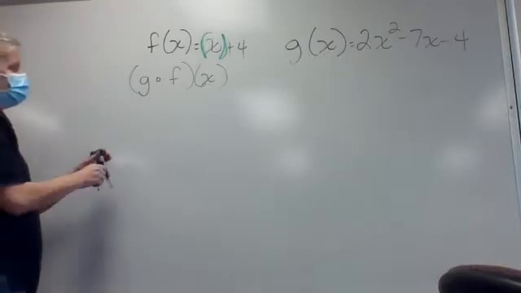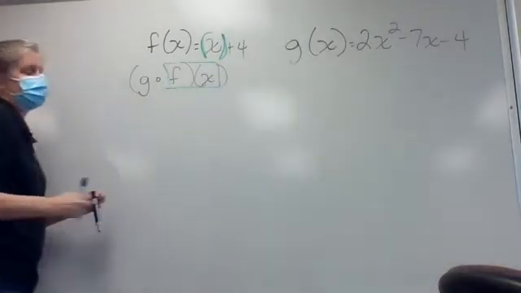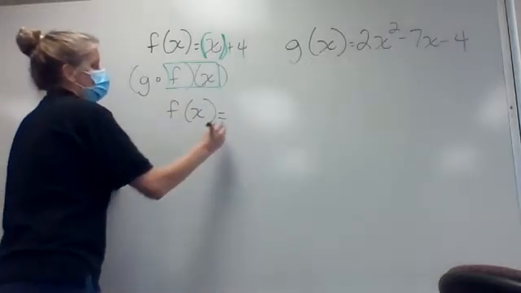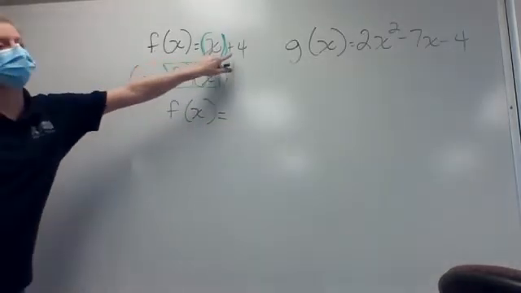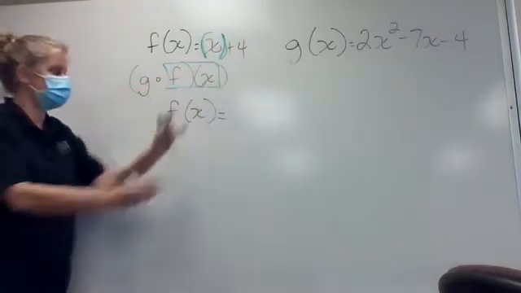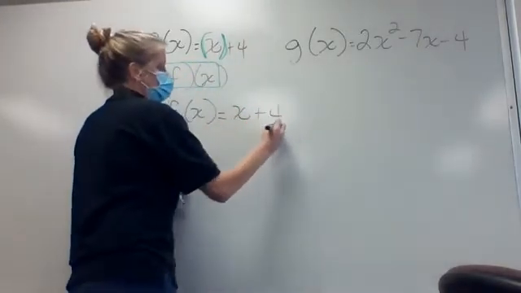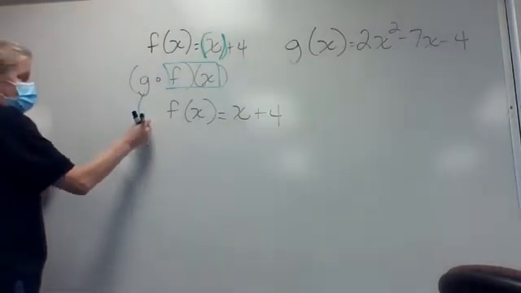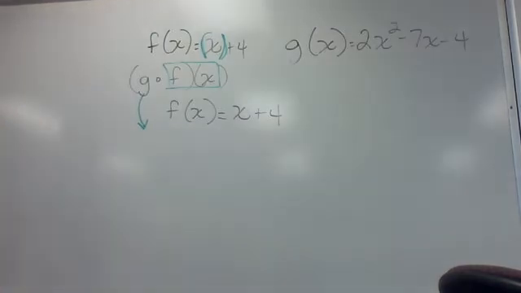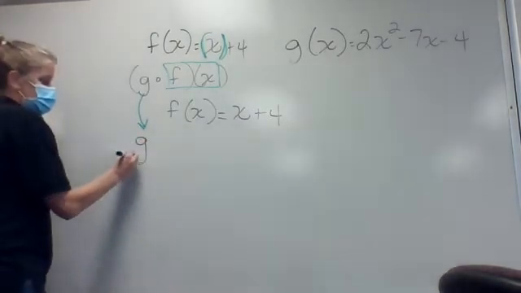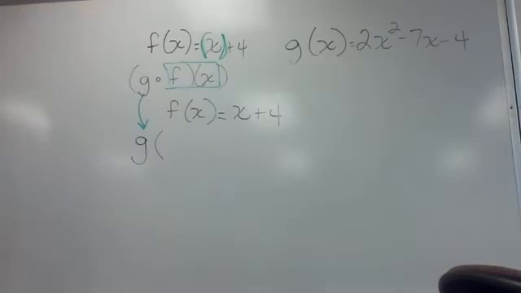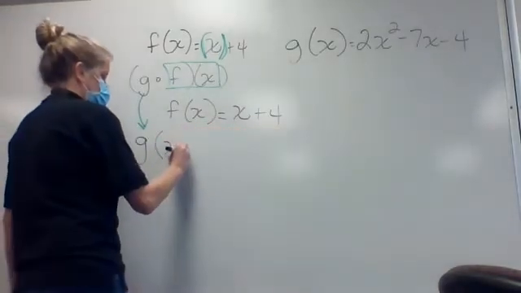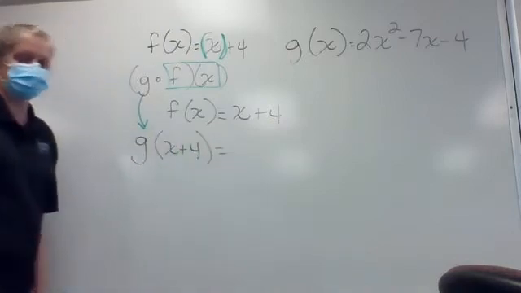So this time, what am I finding first? Right, f of x. And what is f of x? x plus 4. Dropping down g. And what are you finding g of? What was your last answer? x plus 4. Now here's where it gets a little more complicated.